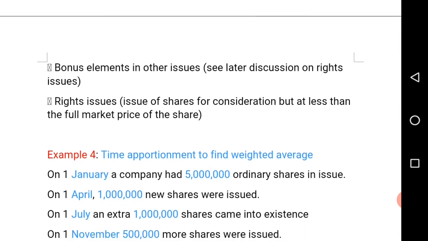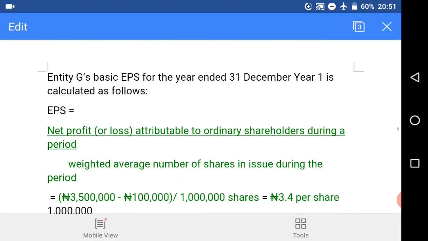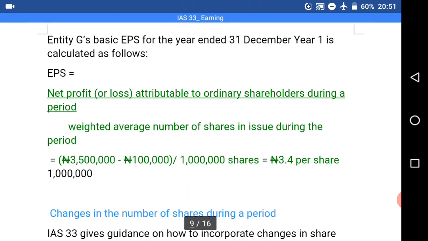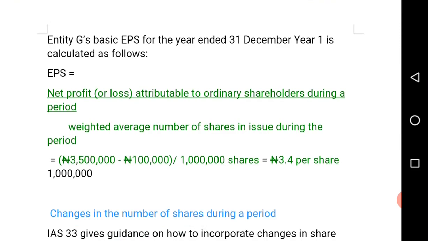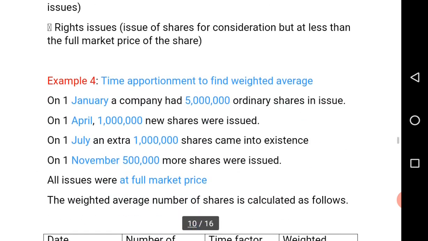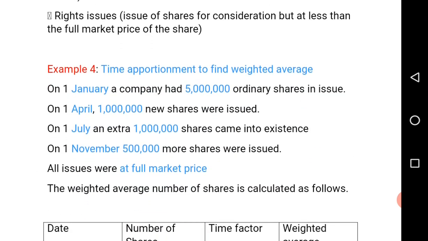Example 4. Now how to calculate the weighted average number of shares. Recall in previous examples, weighted average number of shares is the denominator in the formula. So the numerator, which is net profit or loss attributable to ordinary shareholders, which is also the earnings, doesn't have any problem. It remains static throughout. Rather, the denominator changes if there are new issues of shares. So you move over. It says time apportionment to find weighted average. How do we get the denominator?